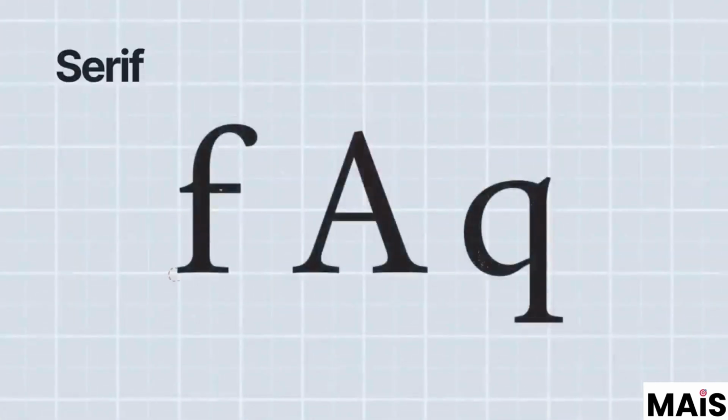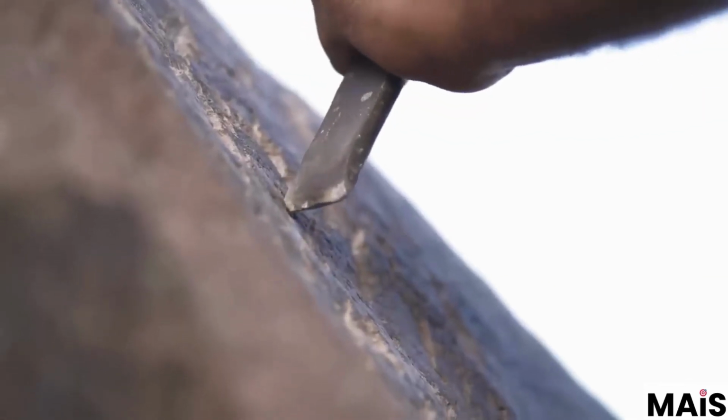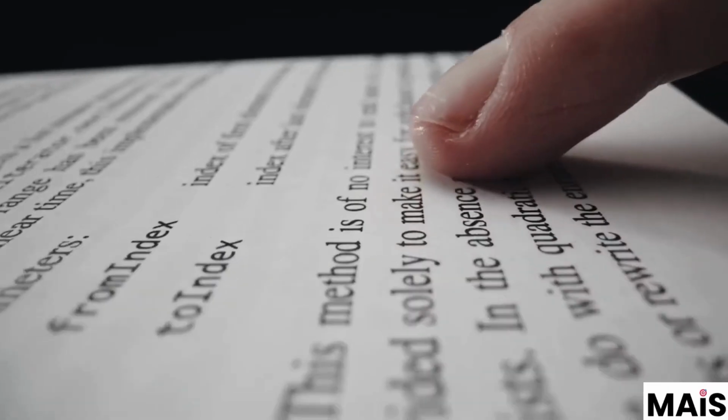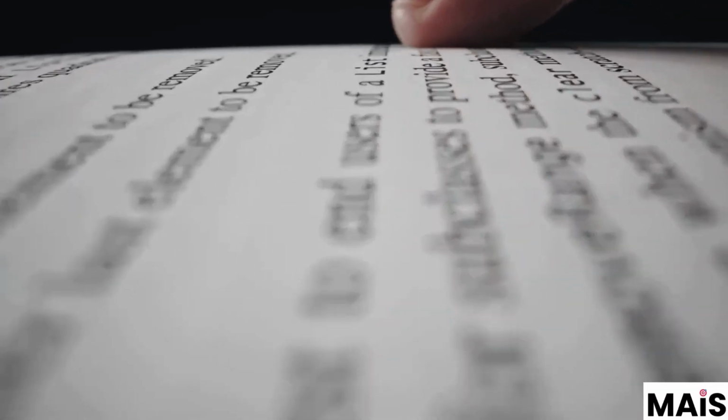Let's start with serif. Serifs are the small feet at the end of a stroke on a letter or a character, and they originated back in time. Characters were created by chiseling on stone, so the chisel created small feet at the end of each stroke. Serifs are usually used for long body copy because they are highly legible.